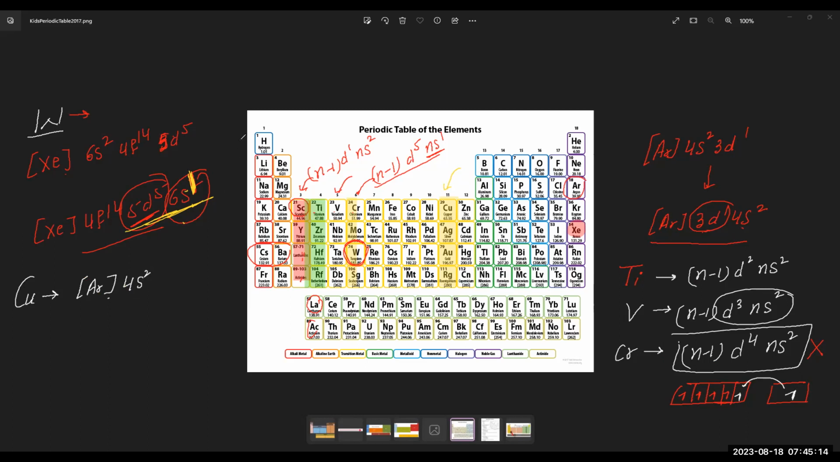4s2. Always write down the period number here so that you will not get confused with the period number. Copper is in period number 4, so 4s2. This is 4s2, and this is 3d: 1, 2, 3, 4, 5, 6, 7, 8, 9. 3d9. Can you now think of something? If I jump 1 electron from here to here, don't you think that I'm getting a stable, fully filled d subshell?